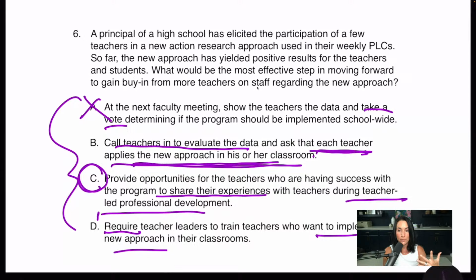But C is providing opportunities for teachers to share, hey, this worked for me. And this is very powerful. I've used this a lot as a school leader, having teachers help me with teacher-led professional development. All right. Let's take a look at the question.